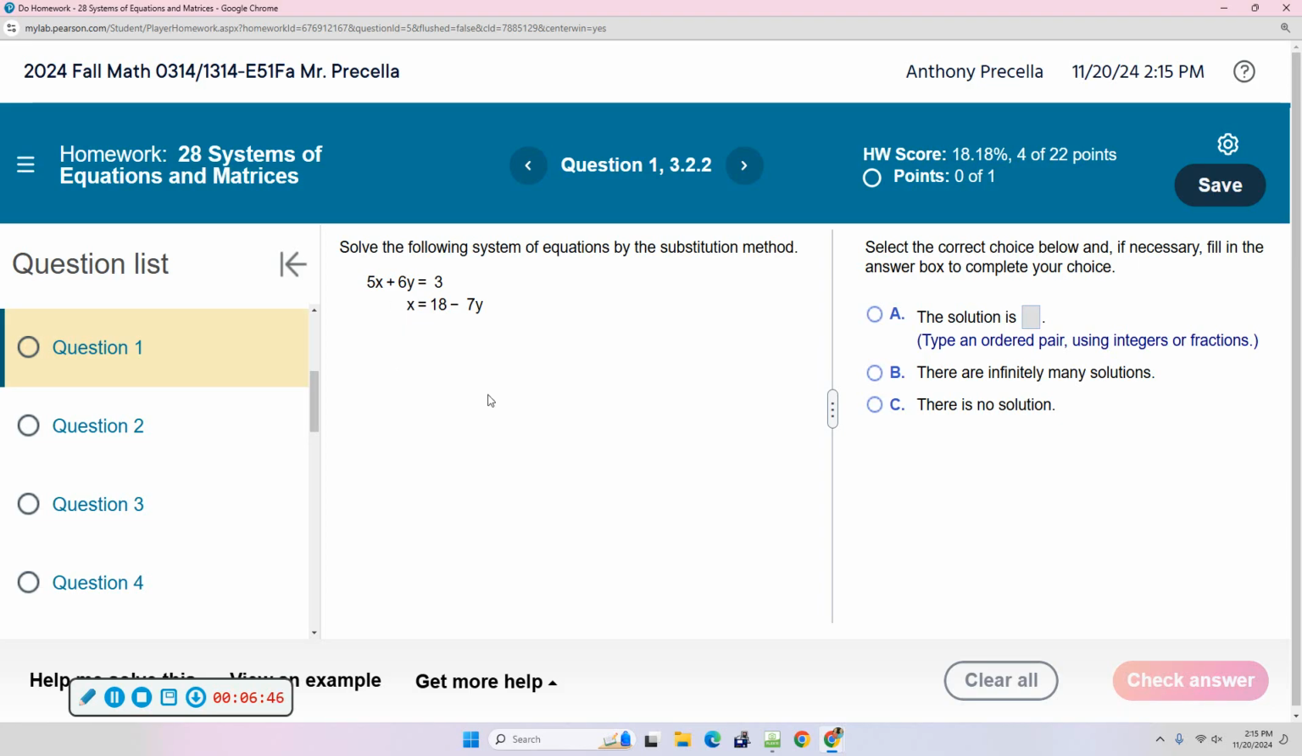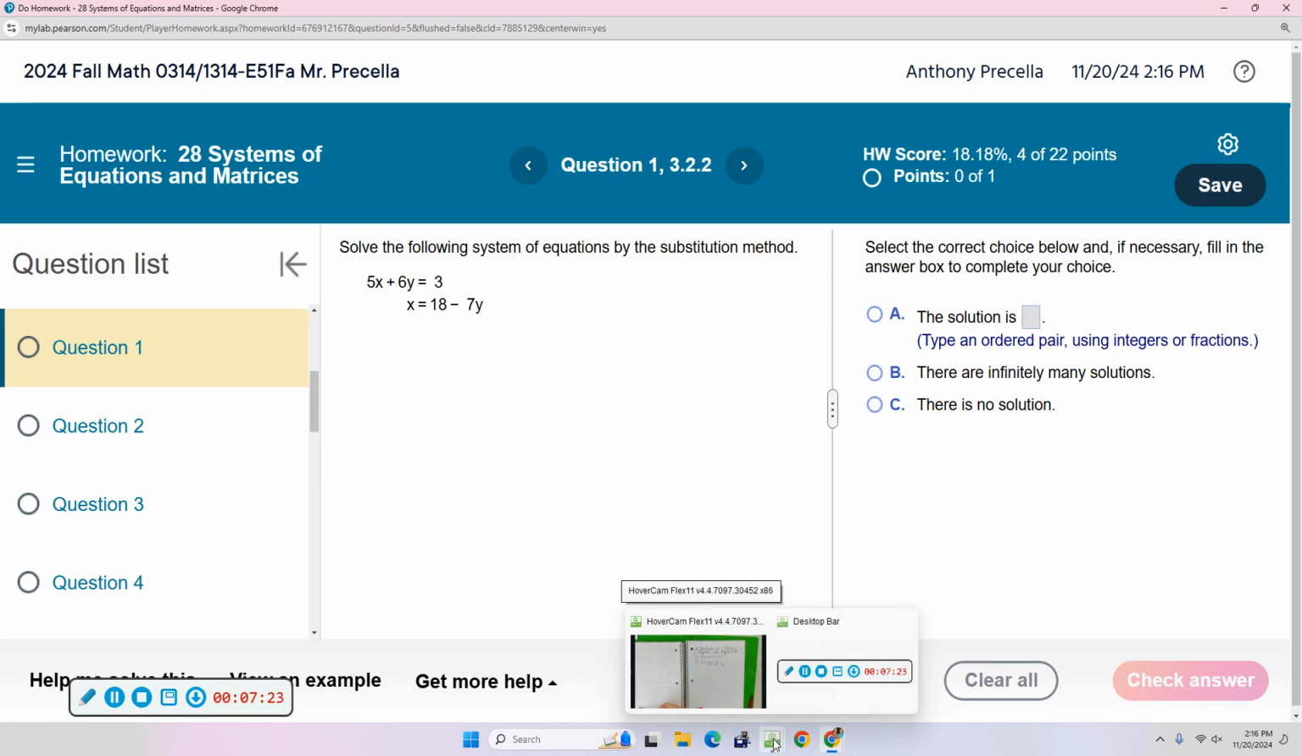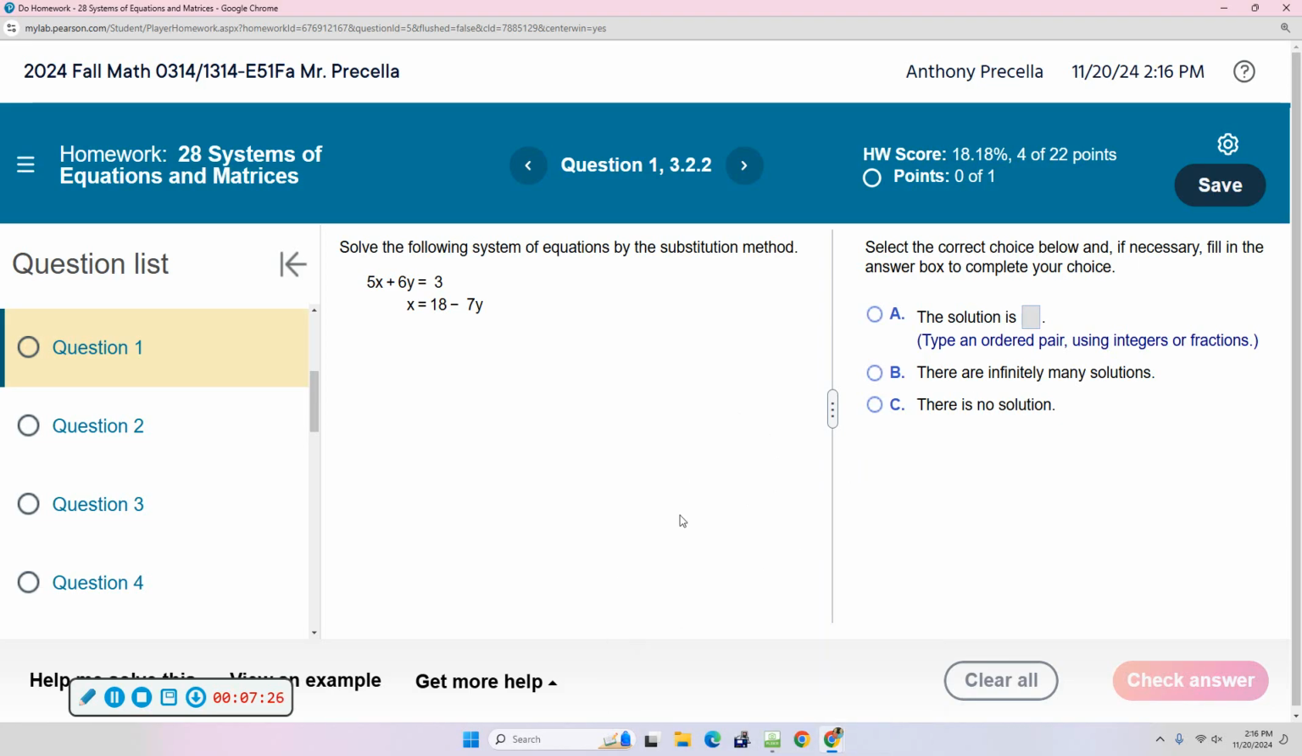So let me write these problems down. We want to know, where do these two lines intersect? 5x plus 6y equals 3. And the other equation is x equals 18 minus 7y. You'll notice there are these options here, infinitely many solutions and no solution. We'll discuss how you can tell if it's that in a moment, after we do problems 1 and 2. There's an easy way of spotting the infinitely many or no solution situation.